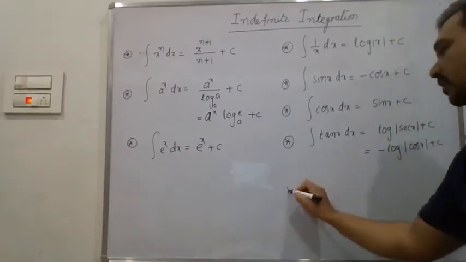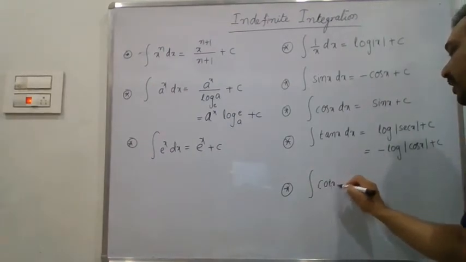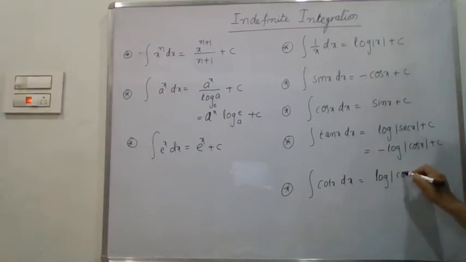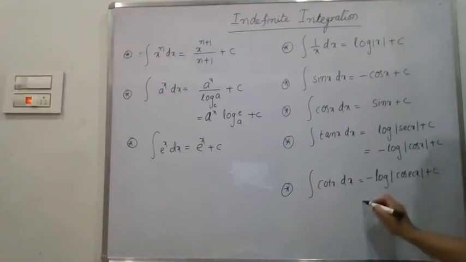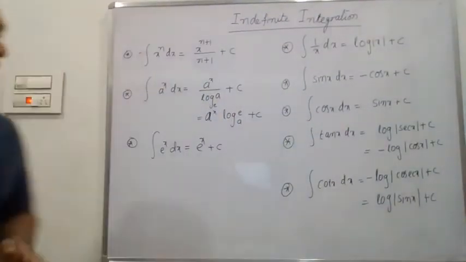Both are actually correct. So integration of cot x dx is equal to log of mod cosecant x with minus, plus c, or you can write it as log of mod sin x. So this also has two formulas.